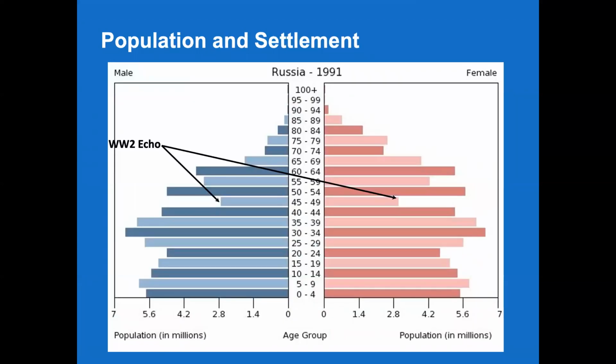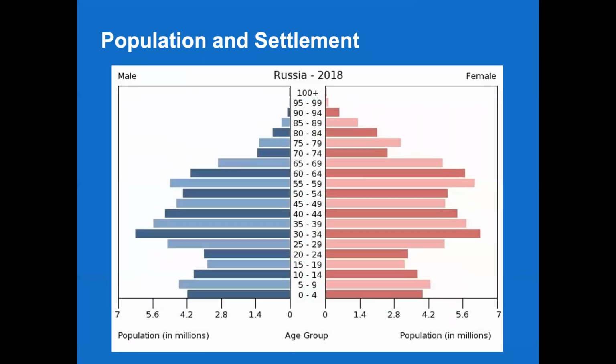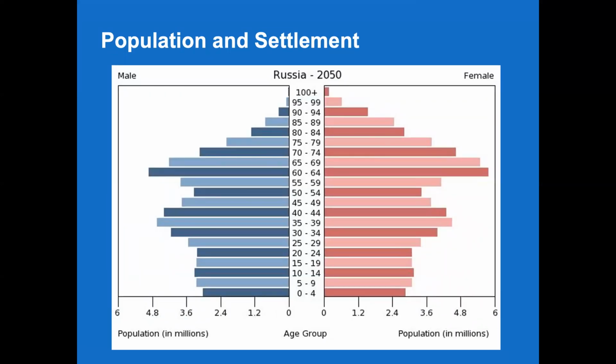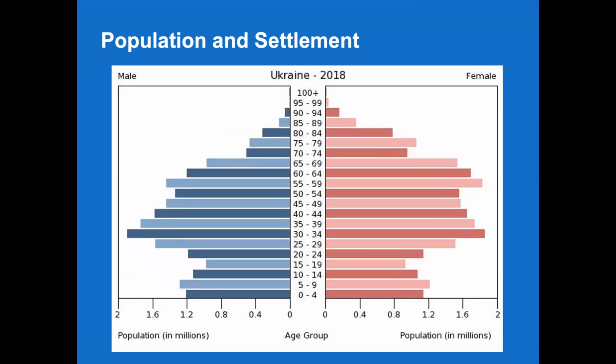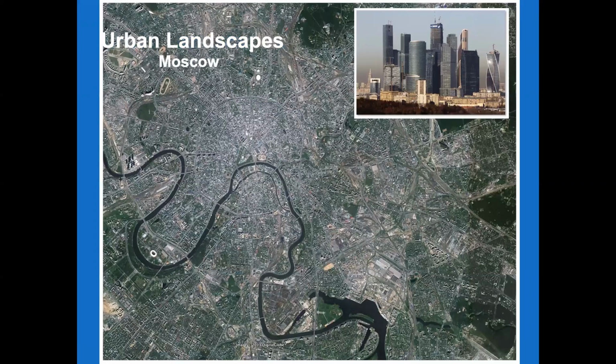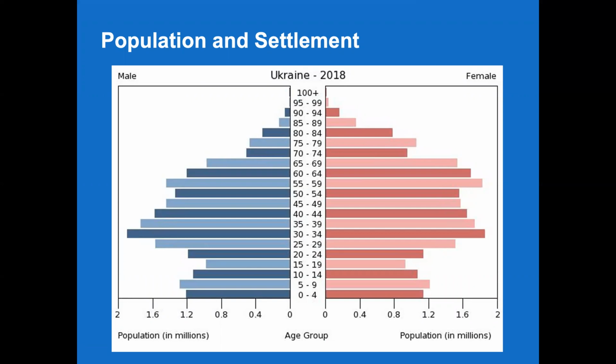Again, in 91, you would still see the echo of World War II in Russia. There you see it. By 2018, that's sort of what it looks like. And here's what the forecast looks like for 2050. Basically, a place that is shrinking or at least stable, but significantly on the old side. There's Ukraine. So it gives you a sense of what some of the challenges of a place like Russia are when you look at population.